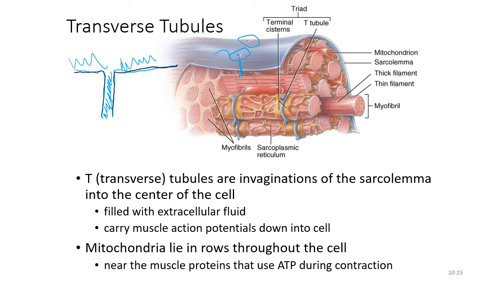So these tubes, these transverse tubules or T-tubules, are utilized to get ions, and more specifically to send our electrical potential along the surface and then down into the T-tubule. And that's going to get us down closer to our sarcoplasmic reticulum, and more specifically down to the expansion of the sarcoplasmic reticulum there.